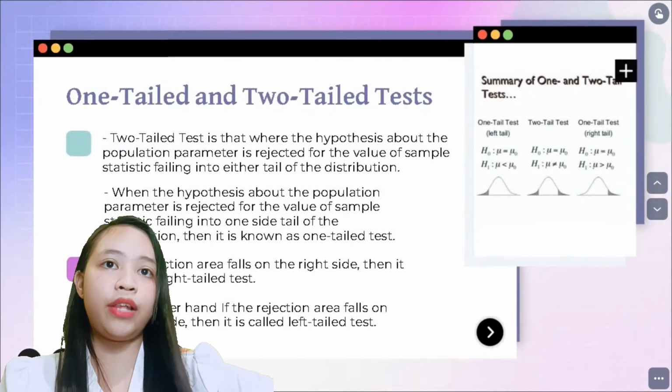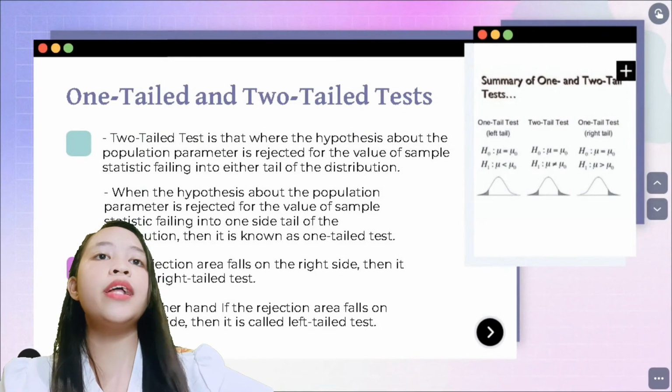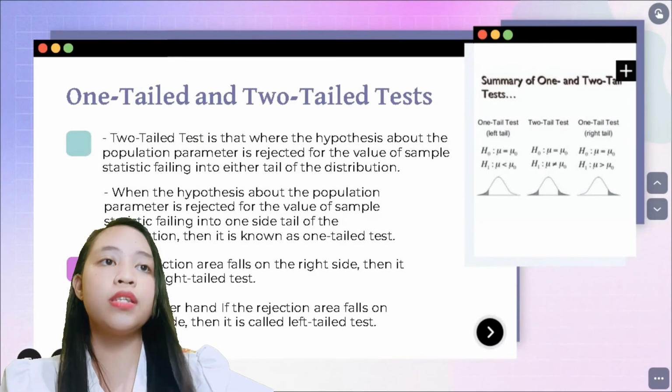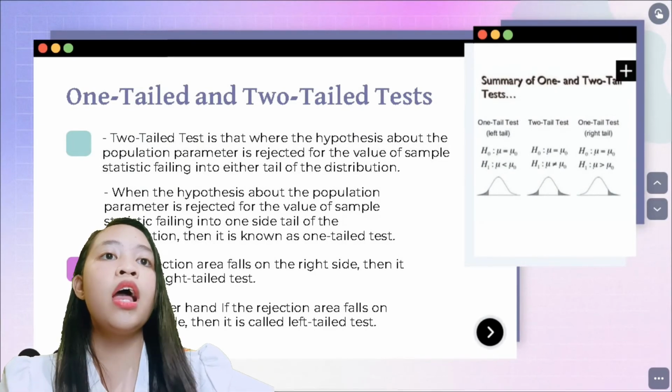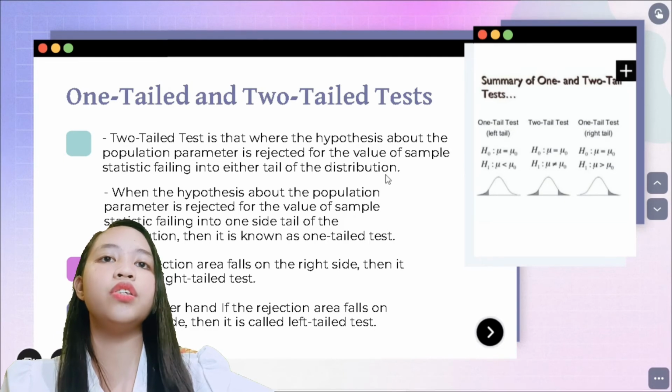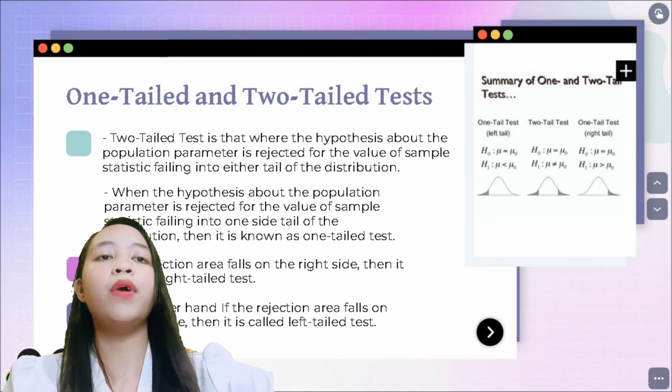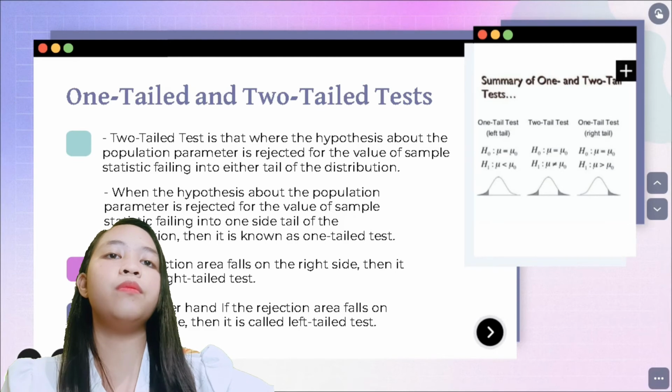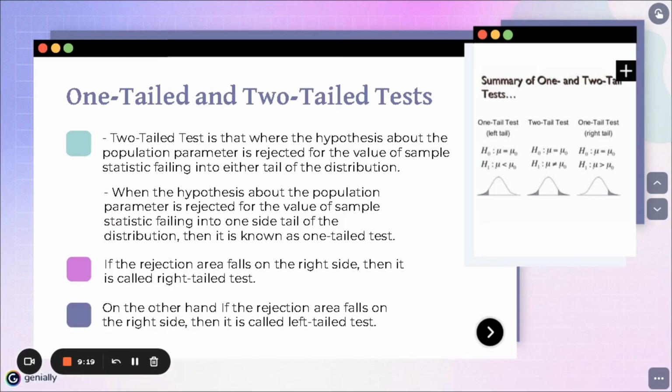One-tailed and two-tailed test. A two-tailed test is where the hypothesis about the population parameter is rejected for the value of the sample statistic falling into either tail of a distribution. When the hypothesis about the population parameter is rejected for the value of the sample statistic falling into one side tail of the distribution, then it is known as a one-tailed test. This is the two-tailed test.